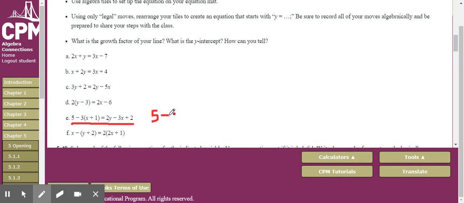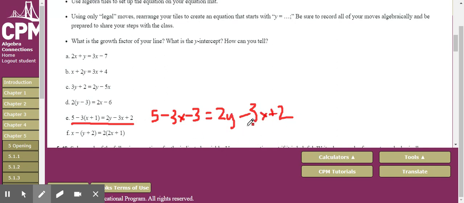I have 5 minus 3x minus 3 on one side. So this little section here would be one generic rectangle, but I would still need to put it back into the equation once I've figured out the sum for that. And that equals 2y minus 3x plus 2.